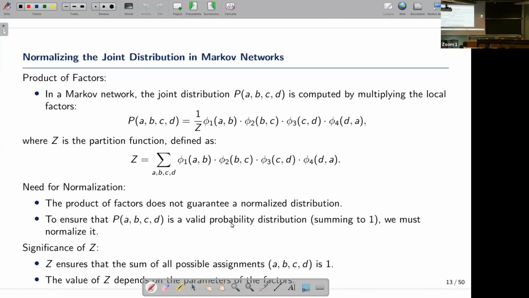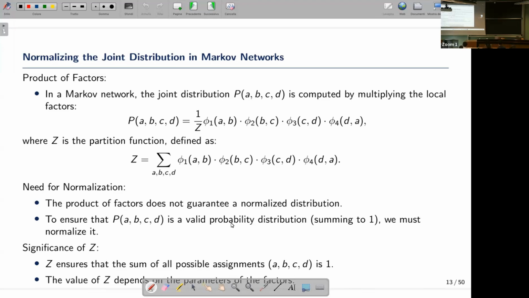So you have phi1, which depends on A and B, phi2, which depends on B and C, and so on. And then you have this Z, which is a sum. You see one sum, but it's four sums, right? It's over A, B, C and D of this product here. And this means I'm normalizing the product of the factors.